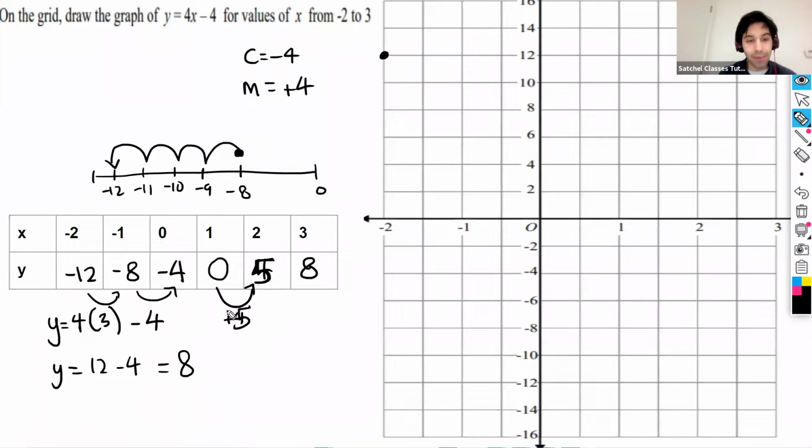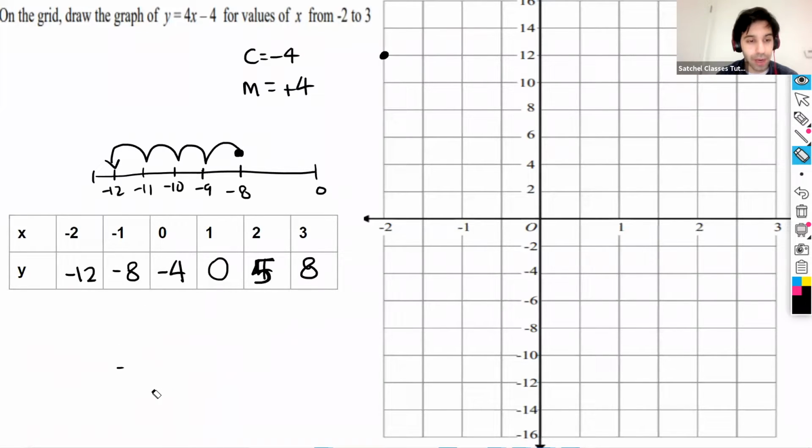The next step is to plot your coordinates. So I've already done -2, -12, then I have -1, -8, then I will have 0, -4. -4, that should be, so I'm just going to change this.